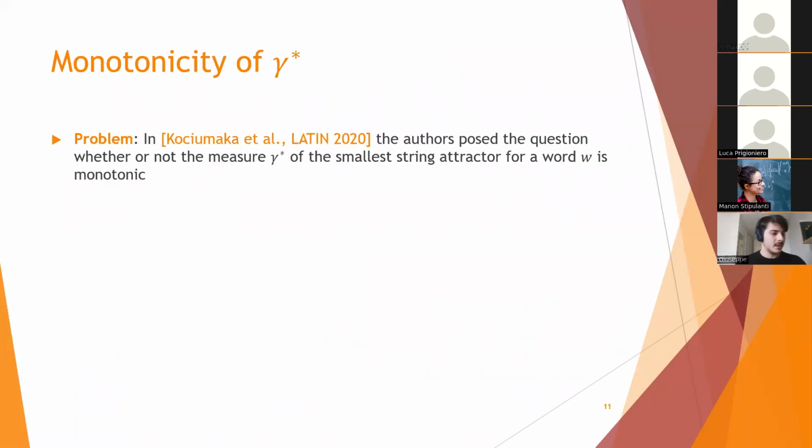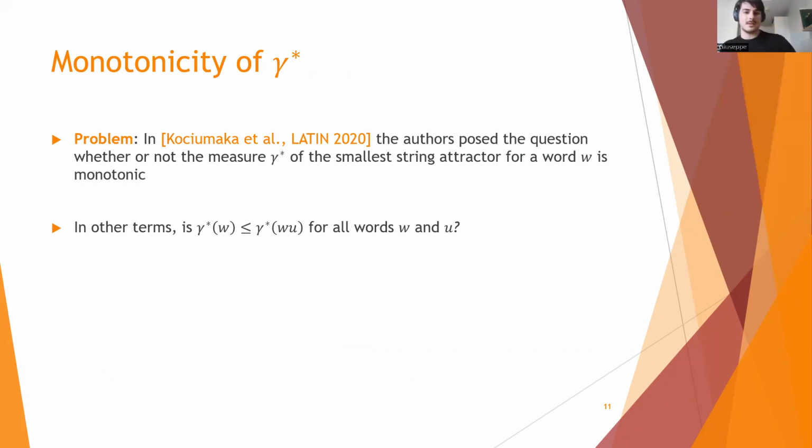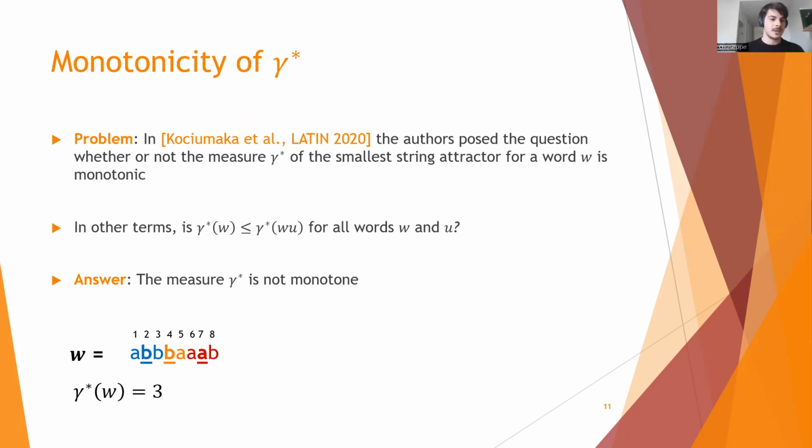So in LATIN 2020, Kociumaka and others posed the question whether or not this measure gamma star of the smallest string attractor is monotonic. In other terms, whether gamma star of W is always less than or equal to gamma star of W concatenated with U, for all words W and U. Actually, in attempting to solve this problem, we came up with the solution that no, it is not monotone. And in fact, we have this very short example that would be useful.